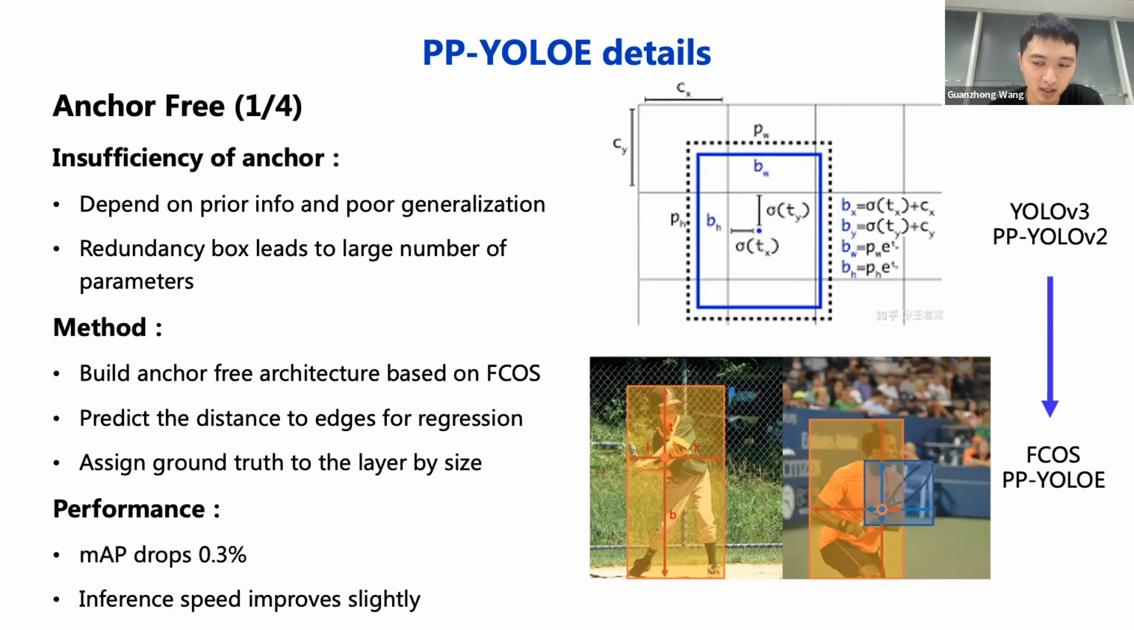And in addition, we removed operators like deformable convolution and Matrix NMS in PP-YOLOv2 for better support on different hardware. So as a result, the precision of our new baseline drops 0.3 mAP compared to PP-YOLOv2, with a slight improvement of inference speed.